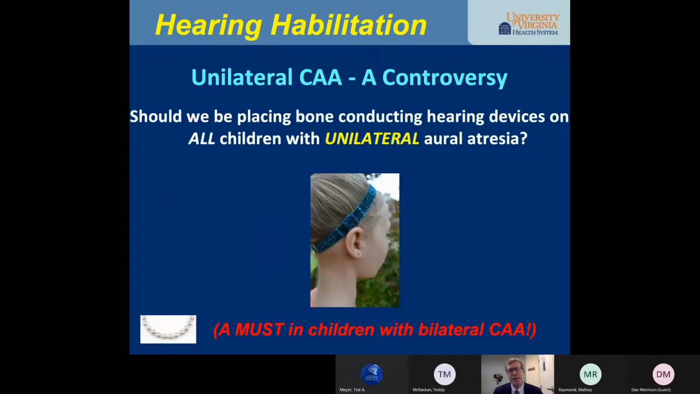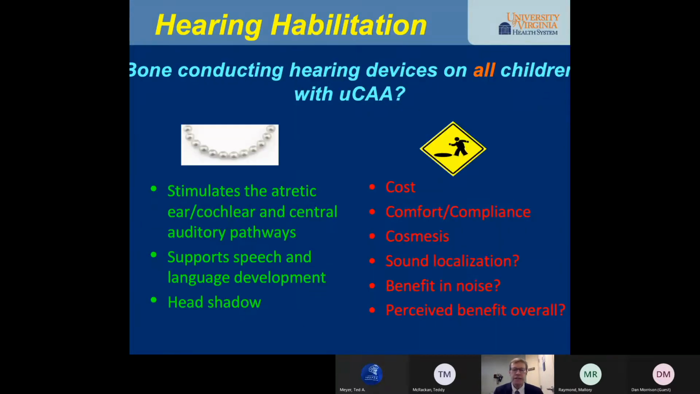So I get back to that question, should we be putting bone conductors on all children with unilateral aural atresia? The pros and cons: it does stimulate the atretic ear, the cochlea, and the central auditory pathways. It does support speech and language development. They do get head shadow. In other words, they can hear from the atretic ear side.